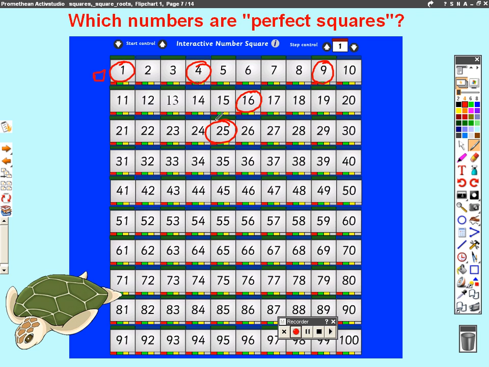6 times 6, 36. 7 times 7, 49. 8 times 8, 64. 9 times 9, 81. 10 times 10 is 100. Those are all the perfect squares between 1 and 100. Not many of them.